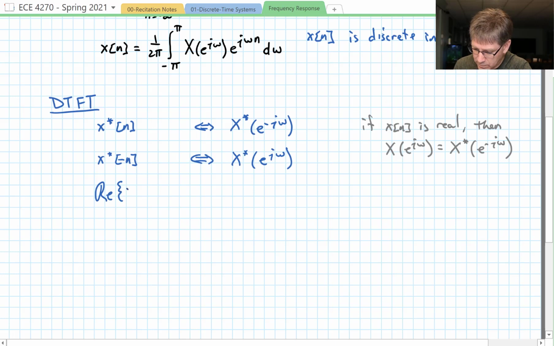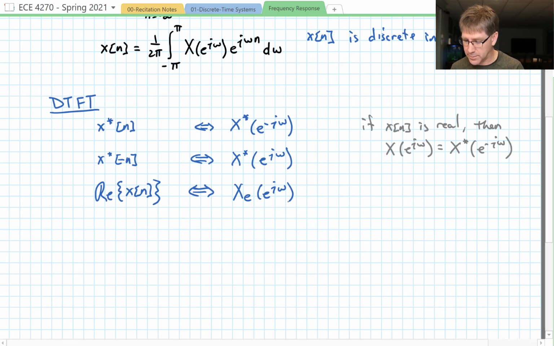If we take the real part of x of n, then that gives us the functional even part of its DTFT. So there are a variety of things that are just variations on that theme, but let's go through how we would actually do this. It's not too hard, and it will help you to see how you might get any of the others.